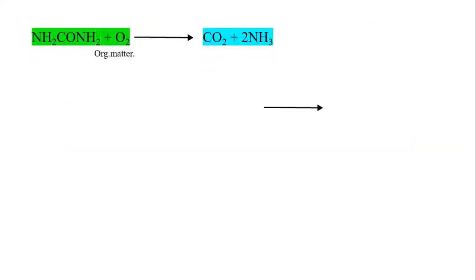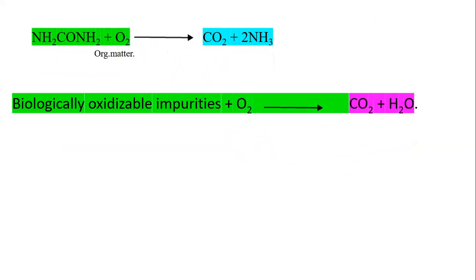Next, this is the equation. Take an organic compound, organic matter, that reacts with oxygen, which is nothing but oxidation. They form carbon dioxide and ammonia. If a biologically oxidizable impurity is present, those compounds will undergo oxidation to form carbon dioxide and water.